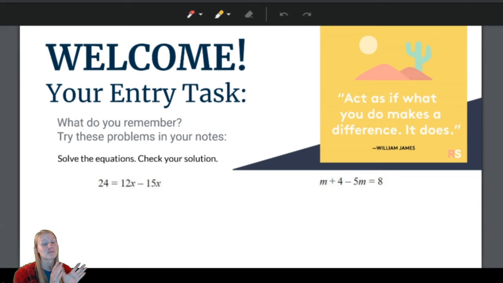What do you remember from the last video? Try these problems in your notes. Pause the video, try these problems, and then unpause the video to do them with me. Okay, we are solving the equations and checking our solution. You should have checked your solution. I'm not going to for the sake of time. If you want to watch checking solutions, you can watch the last video.